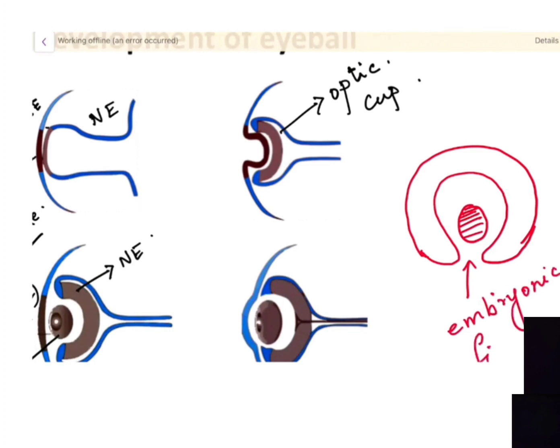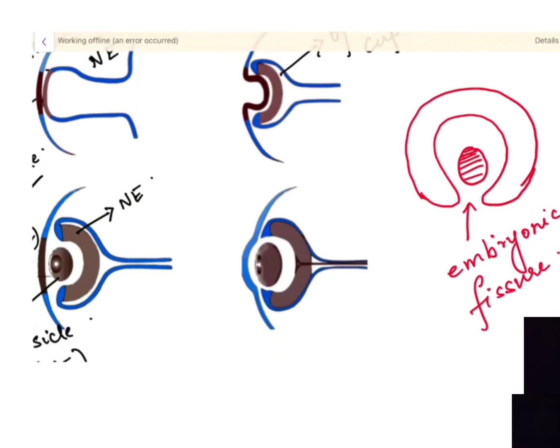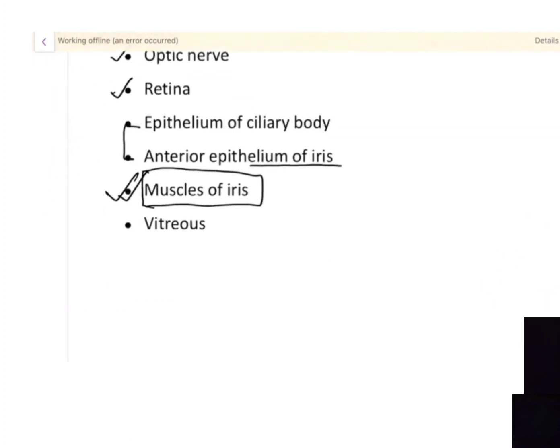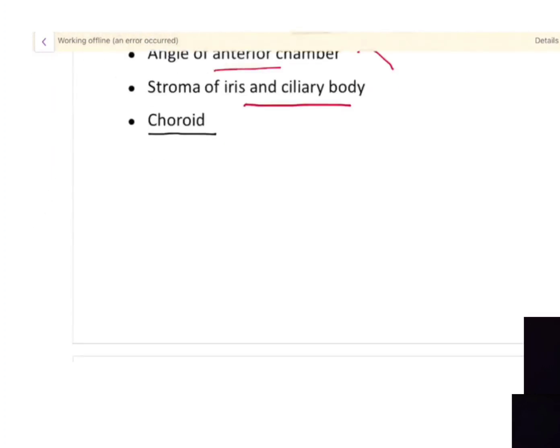Now, why do we need to have this embryonic fissure? This is meant to allow the entry of the hyaloid system of blood vessels, which provides nutrition to the developing eyeball. So this optic cup that you have, which surrounds this lens vesicle, is not complete. It's actually deficient because of this embryonic fissure to allow the access of your hyaloid system of vessels. Now this embryonic fissure is supposed to close over a period of time, and the hyaloid system of blood vessels will disappear.